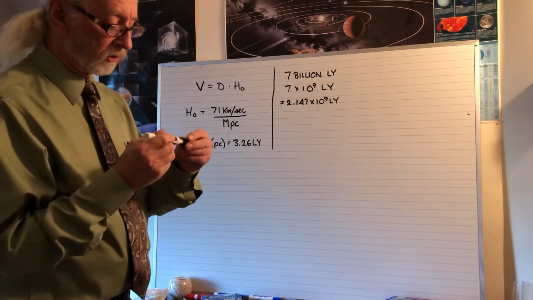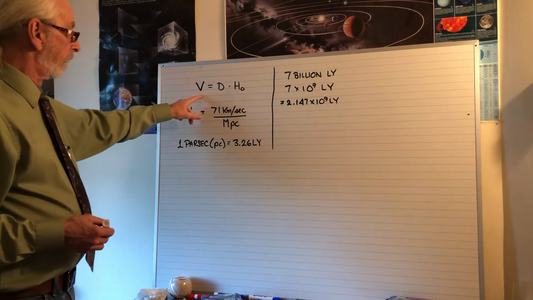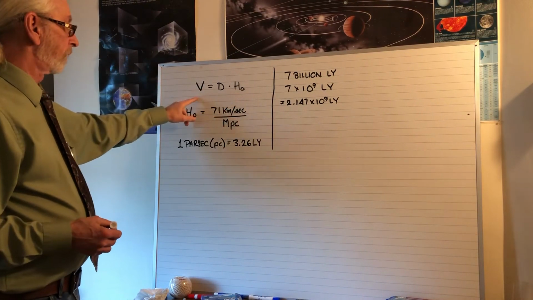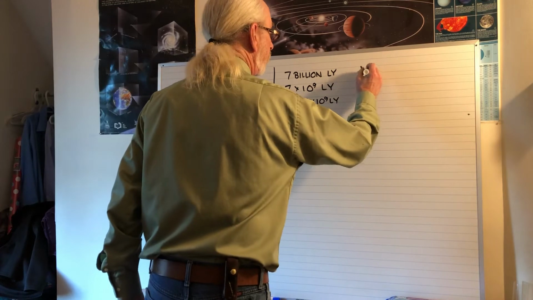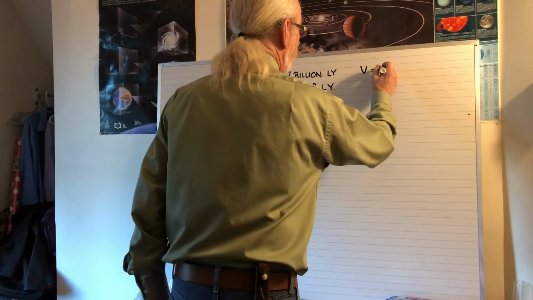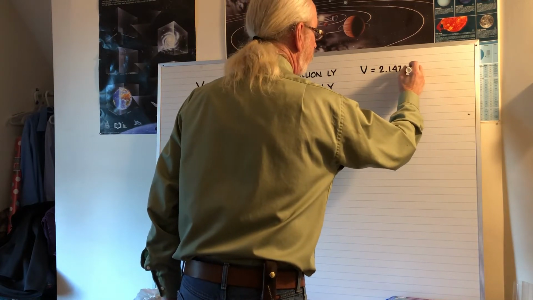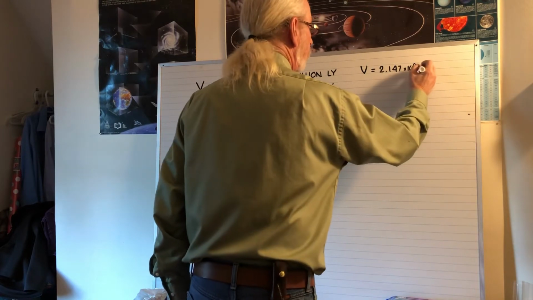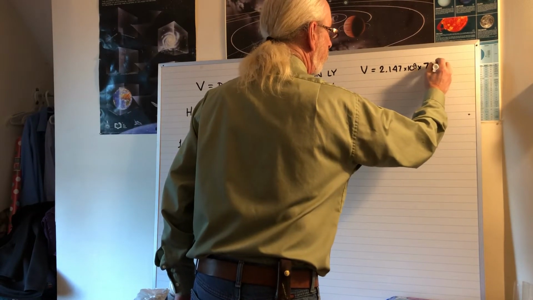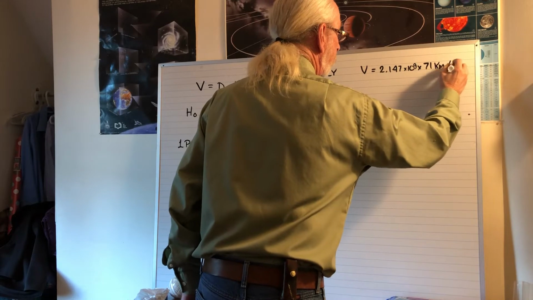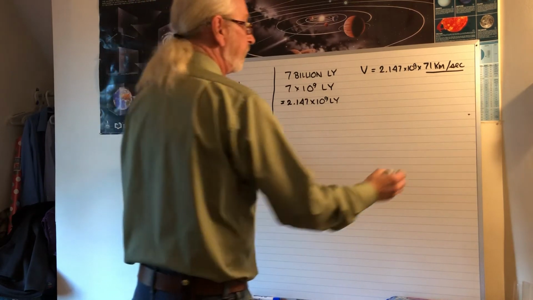So that's its distance in parsecs. Now let's figure out how fast it's moving away from us. So we're going to use this formula here. Velocity equals distance times the Hubble constant. So distance times 10 to the 9th times the Hubble constant per megaparsec, and mega is 10 to the 6.